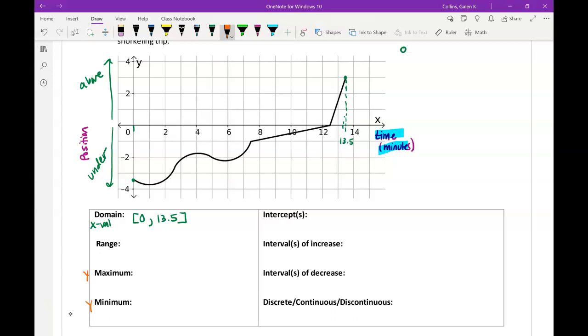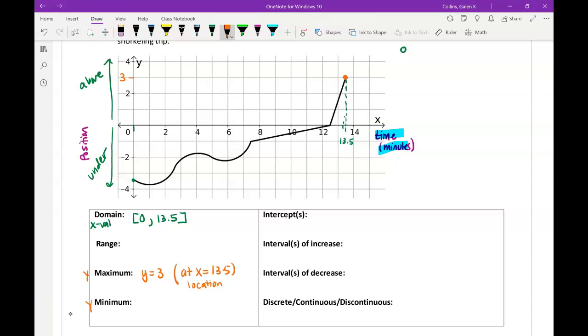So the maximum value will be the greatest output of this function, and that occurs over here. Well, it occurs right here, but on my y-axis, that is where y is 3. So my maximum is the number 3, and that occurs at x equals 13.5. Sometimes we refer to this as the location of the maximum: where on the x-axis does the function achieve its maximum value? It can happen more than once, but in this function, it only happens at 13.5.